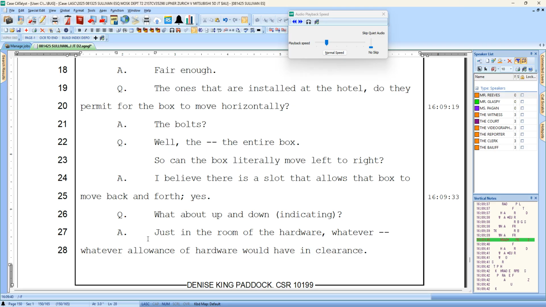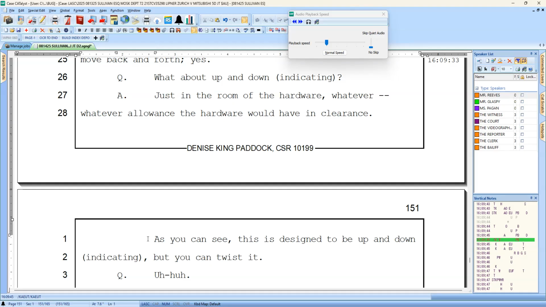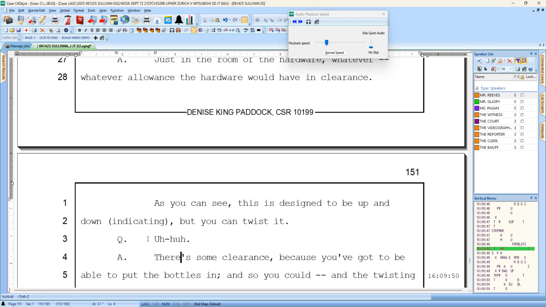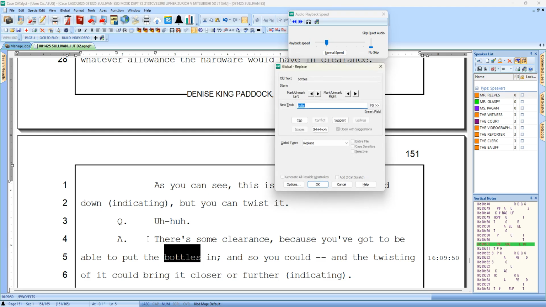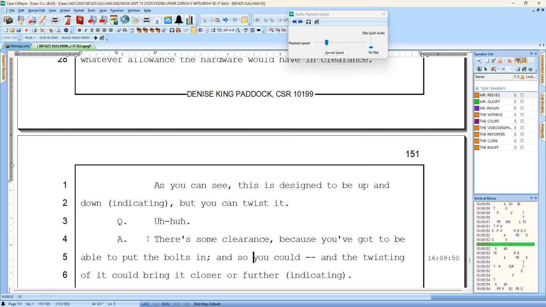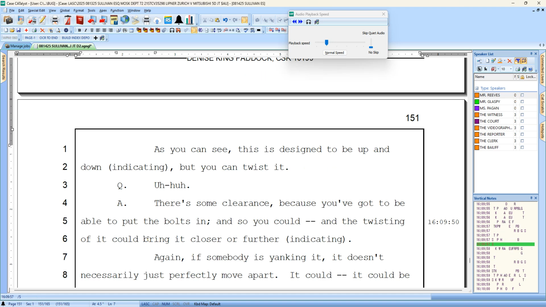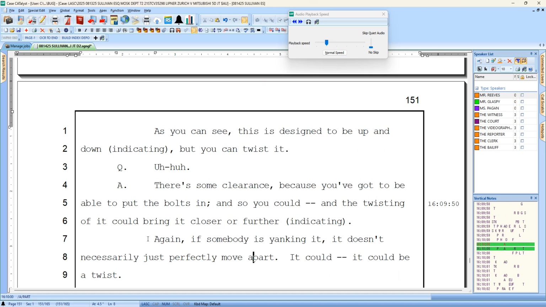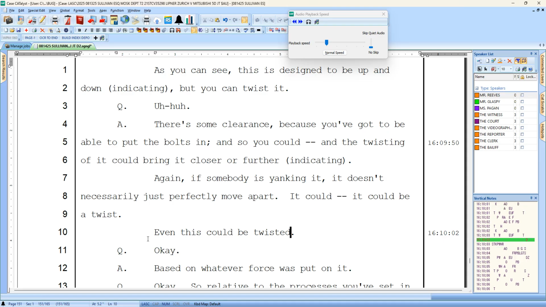As you can see, this is designed to be up and down, but you could twist it. You know, there's some clearance because you got to be able to put the bolts in. And so you could, and the twisting of it could bring it closer or further. Again, if somebody's yanking, it doesn't necessarily just perfectly move apart. It could be a twist. Even this could be twisted, based on whatever force was put on it.